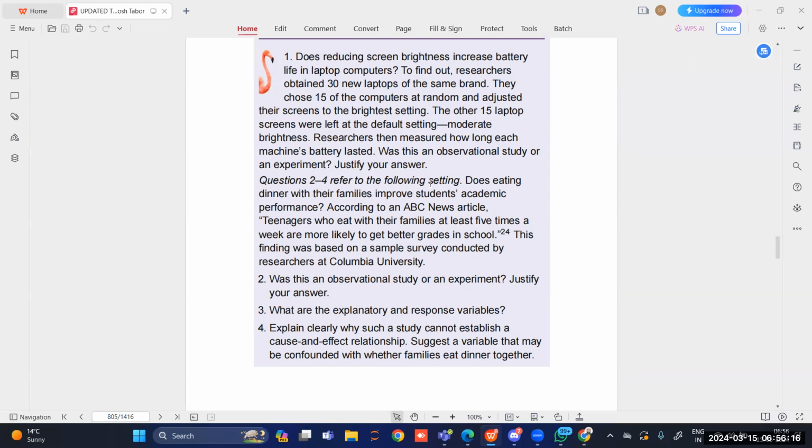The explanatory variable is the teenagers, and the response variable is the eating habits. No, the explanatory variable is teenagers eating 5 times a week, and the response variable will be getting better grades in school. Yes or no? You're not reading it correctly. Explain clearly why you think such a study cannot establish a cause and effect relationship. Suggest a variable that may be confounded with whether families eat dinner together or not.